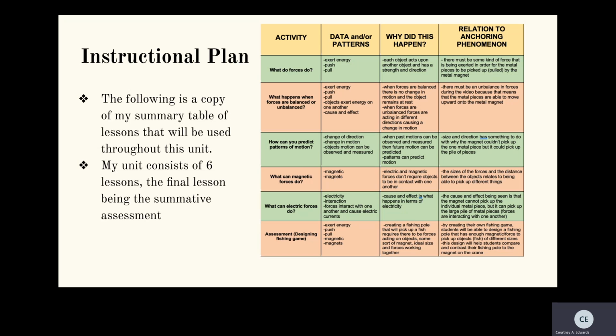Data and/or patterns that will be observed during this lesson are change of direction, change in motion, object motion can be observed and measured. Why did this happen? When past motions can be observed and measured, then the future motion can be predicted. So patterns can predict motion. In relation to the anchoring phenomenon, size and direction has something to do with why the magnet couldn't pick up the one metal piece, but it could pick up the pile of pieces.